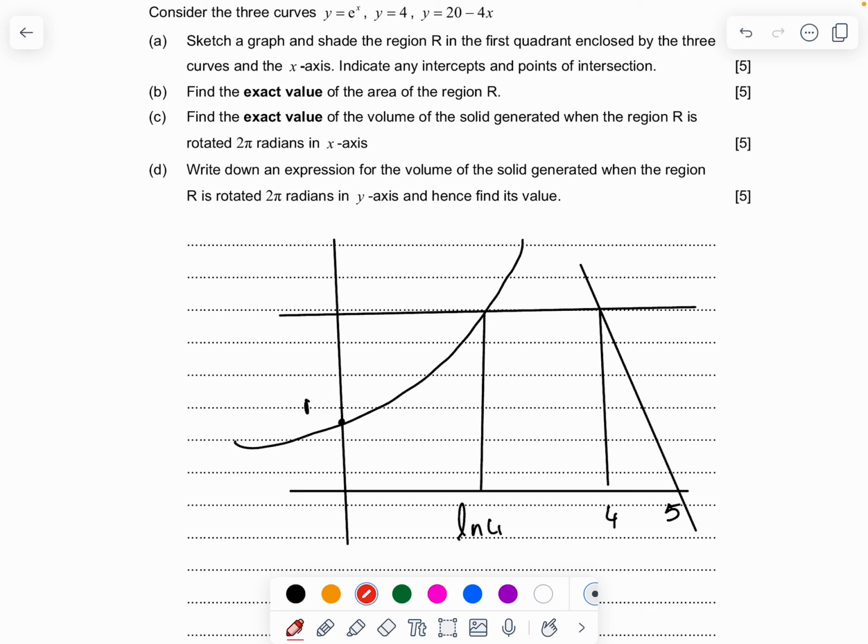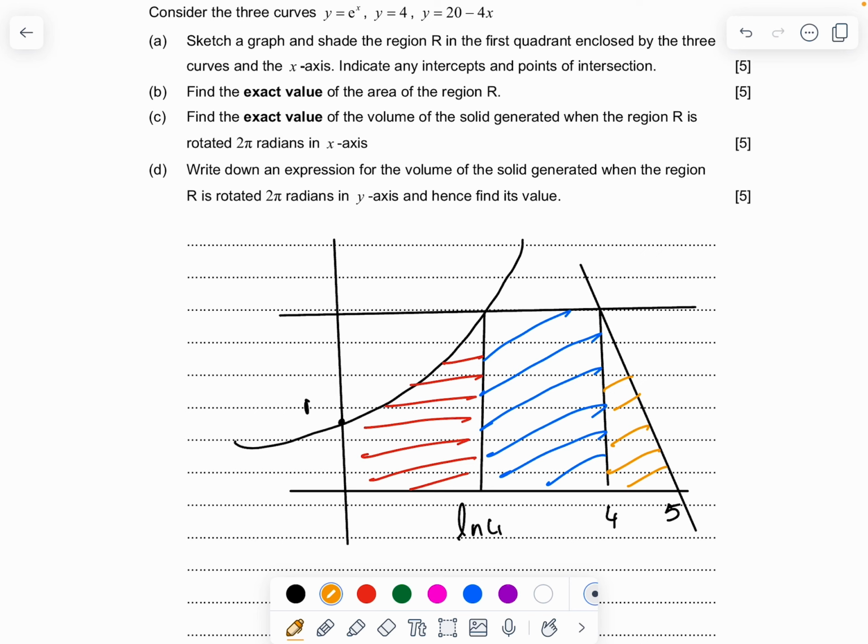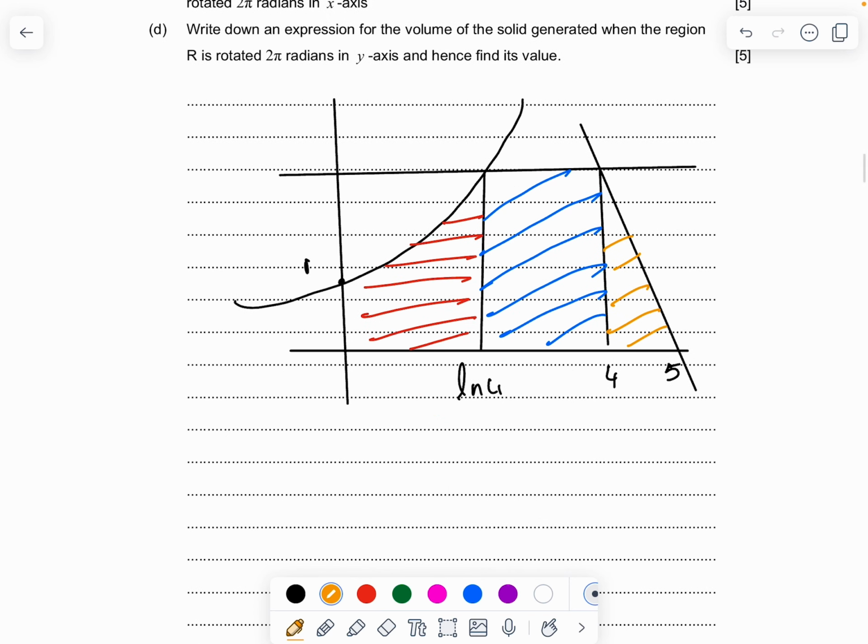4, and he is asking us to find the area. It is divided into three parts: this area and finally this particular area. There are three particular areas for the region. Now we have to find the area of the three regions.